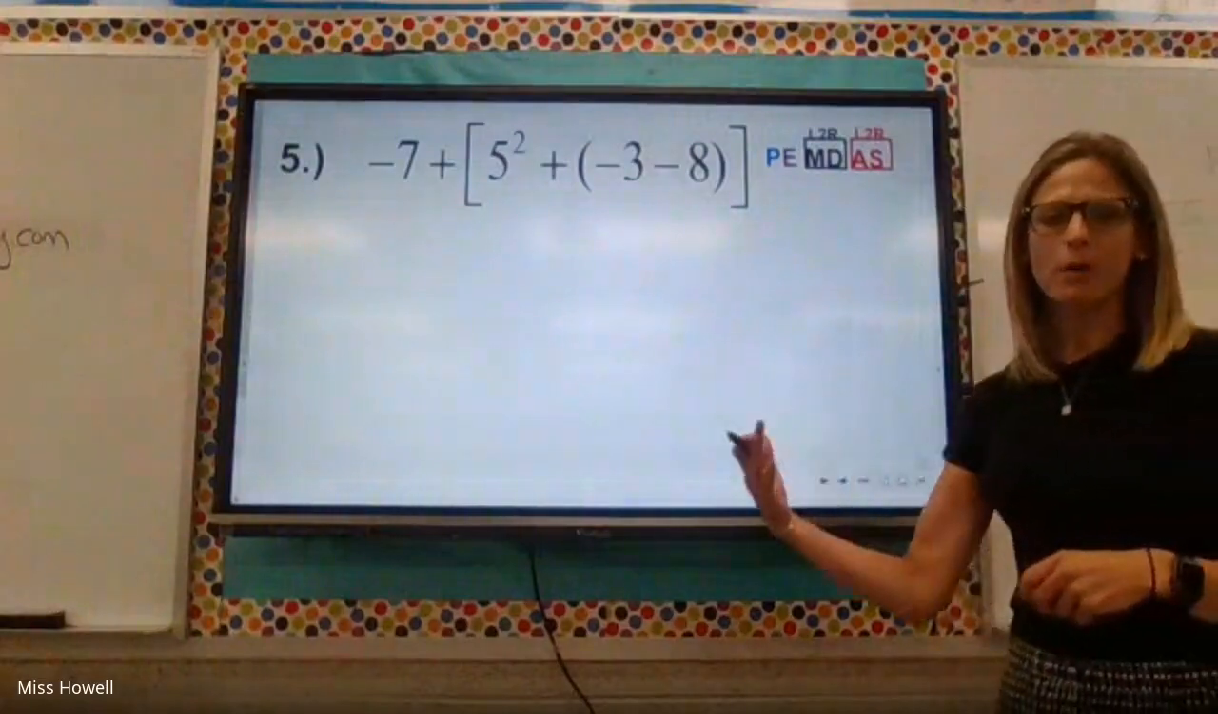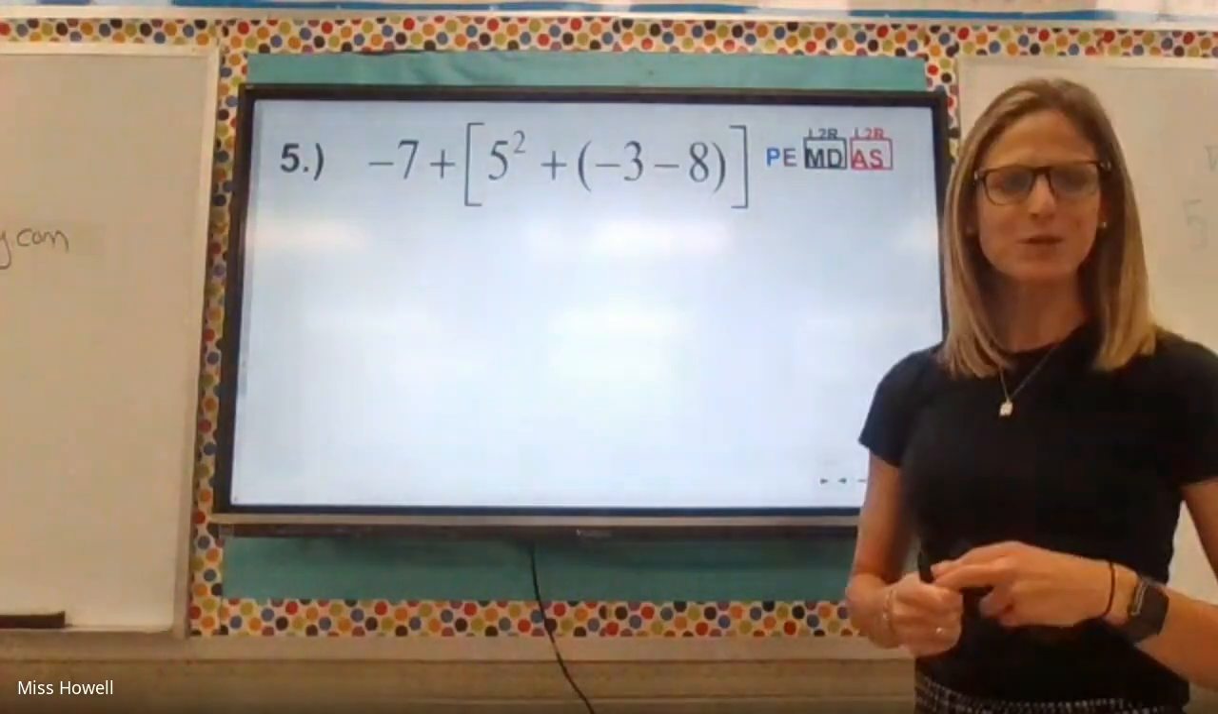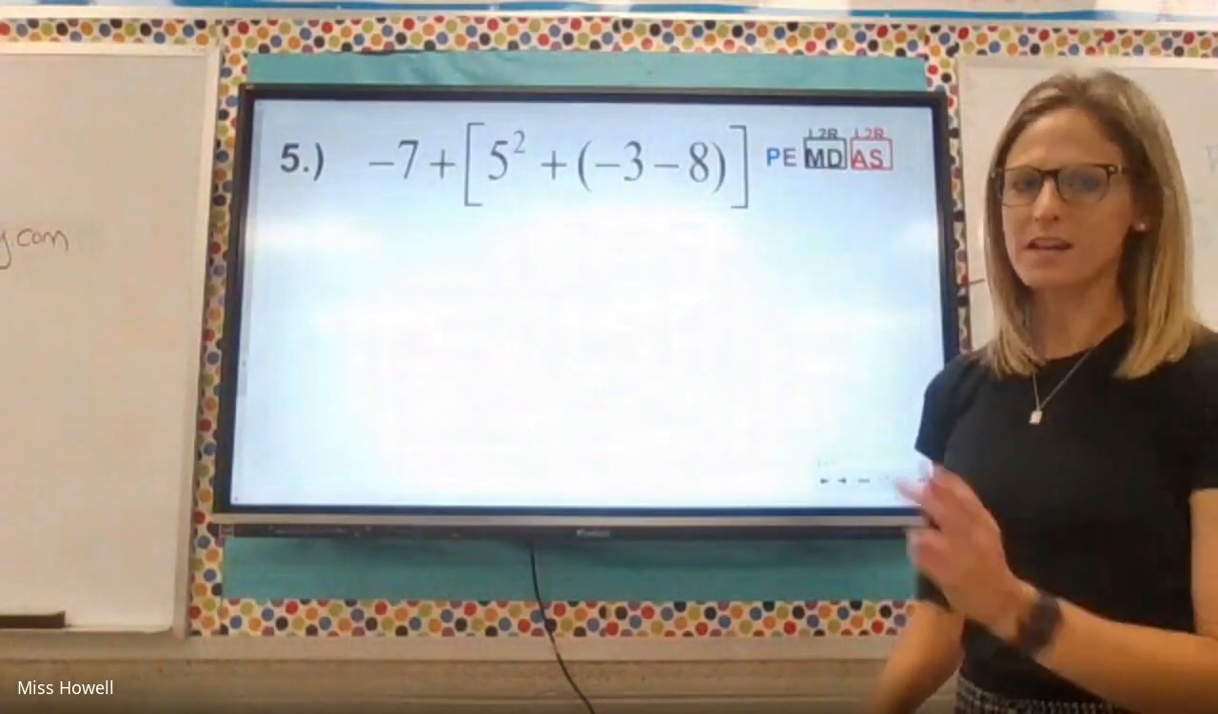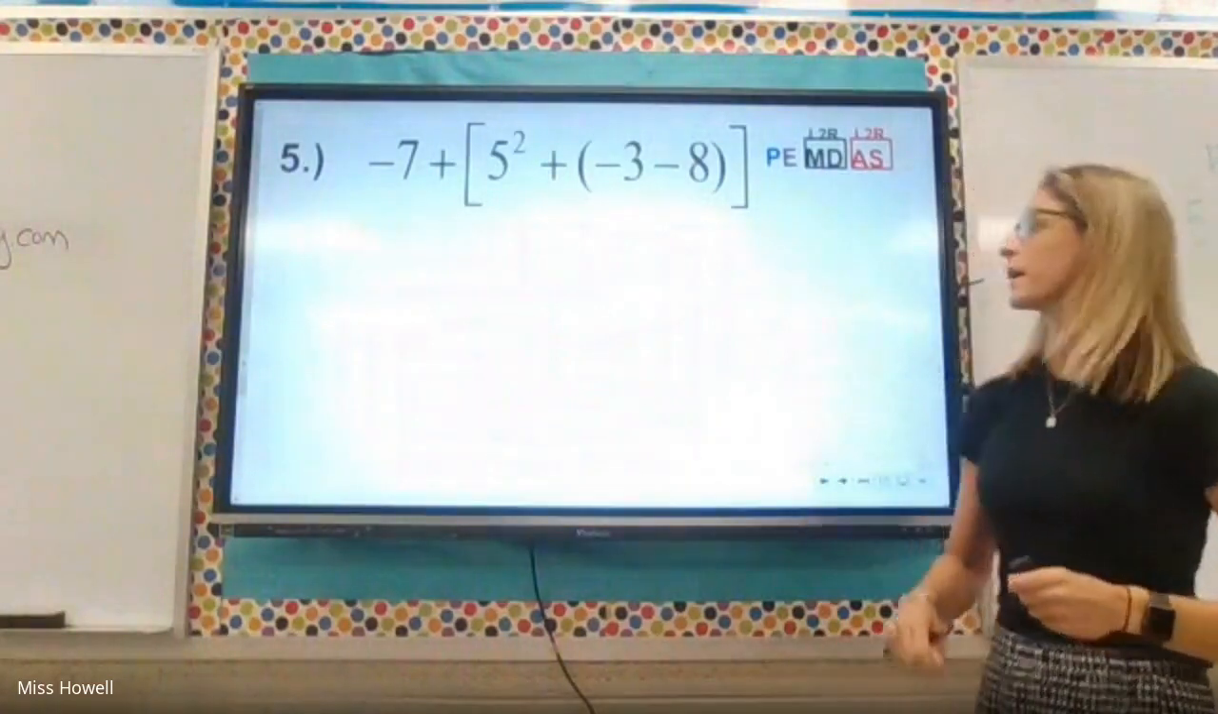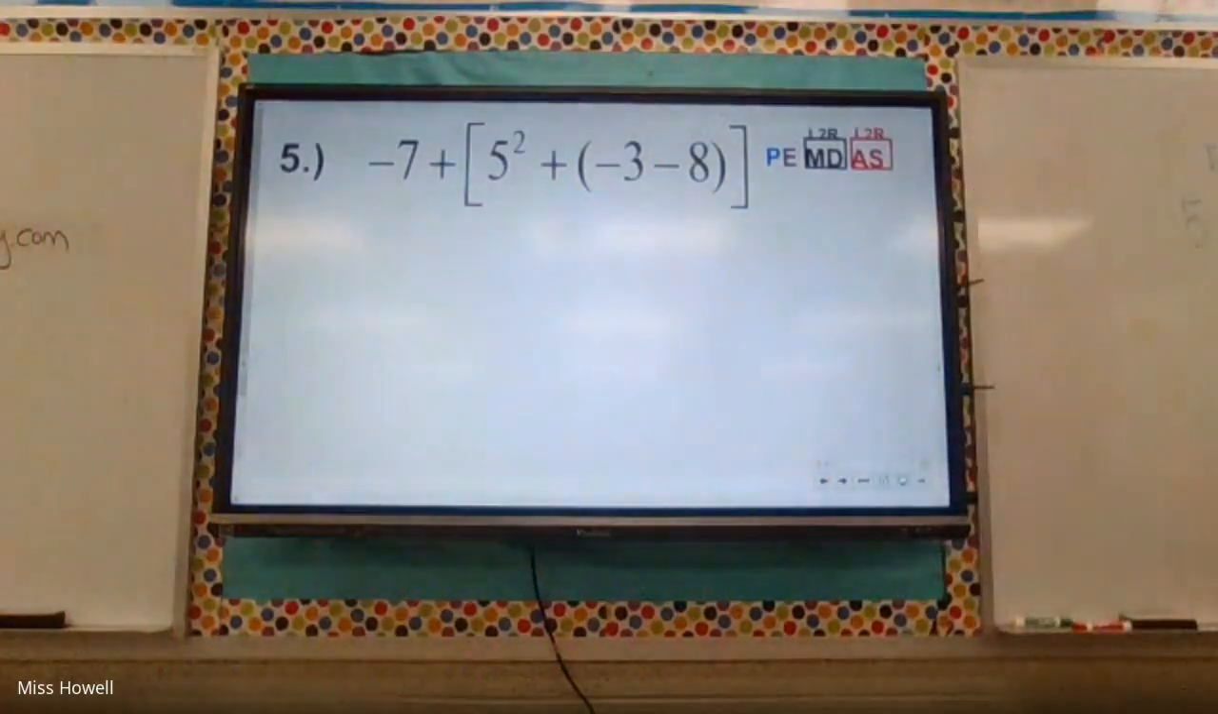All right, if you have to hit pause to get the problem copied into your note packet where we left off yesterday, next to number 5, hit the pause button, because we're going to start. Negative 7 plus 5 squared plus a negative 3 minus 8, all in brackets.